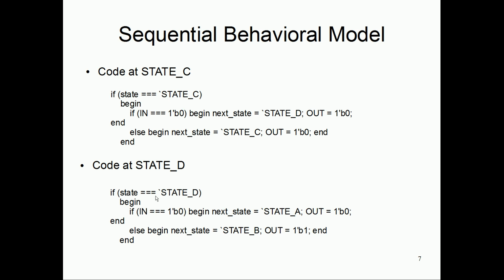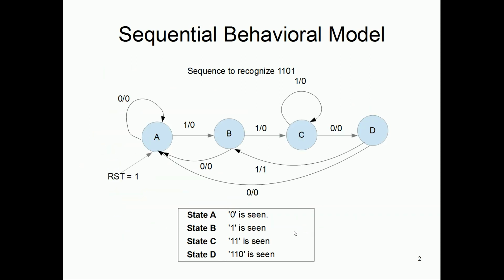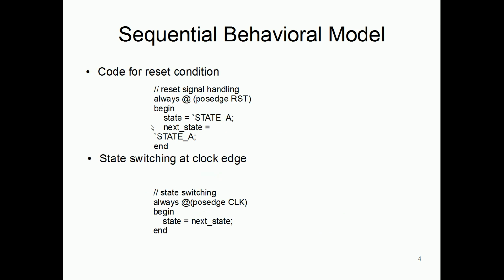Now at state D, if it is 0, then it is A, output is 0. If it is 1, go to state B and make the output 1. So that is the state transition from D. If it is 1, output 1, go to state B, which is the state that says, okay, I have seen a 1. If it is 0, output is 0, and the state resets to A. So this is the explanation of the code.